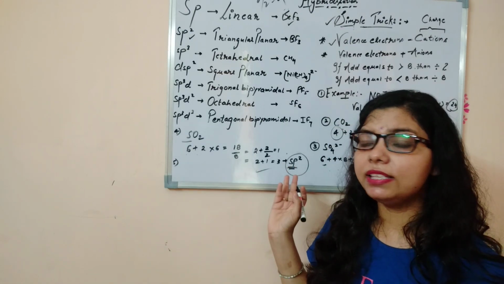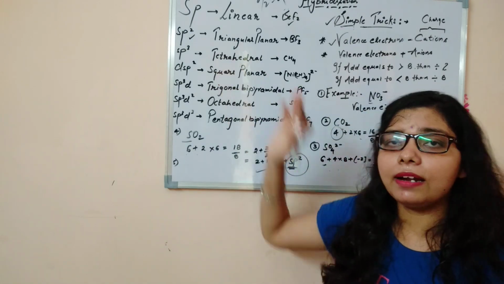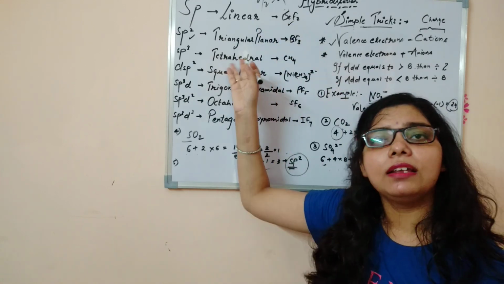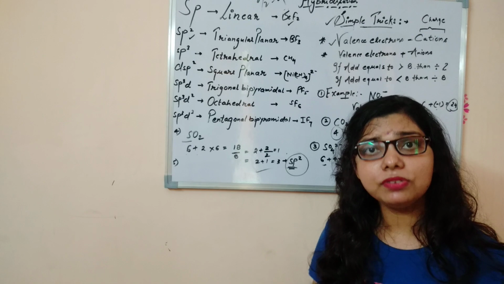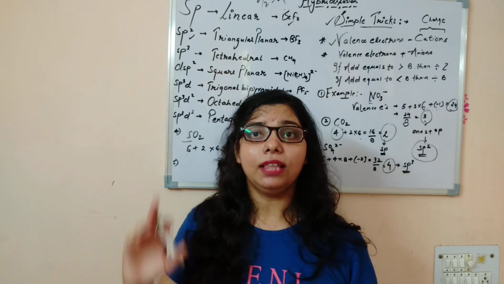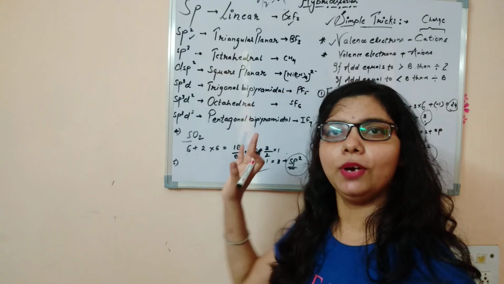If sp3 is there, that means it is a tetrahedral shape compound. If sp is there, that is a linear compound. So students, depending on the hybridization calculation, you can calculate hybridization within a few seconds by following my trick.